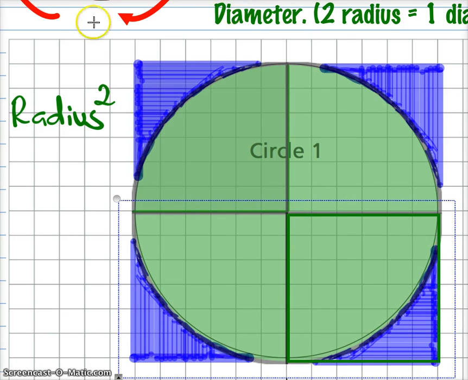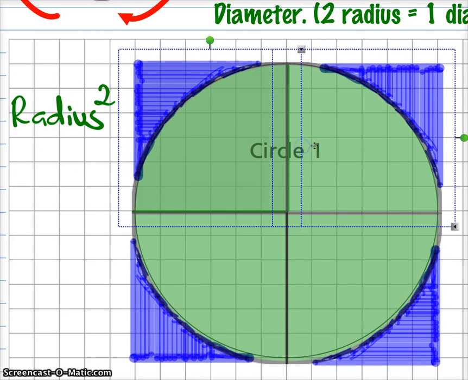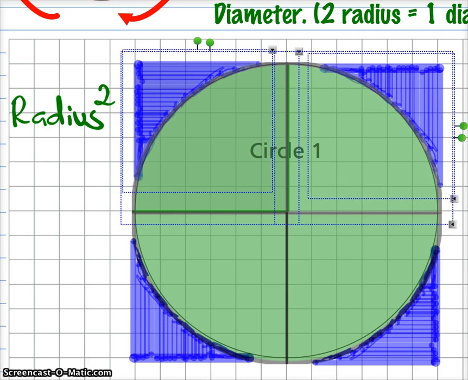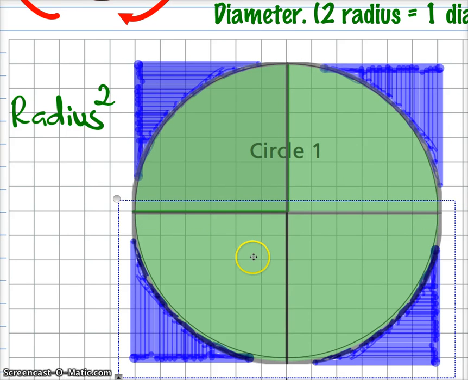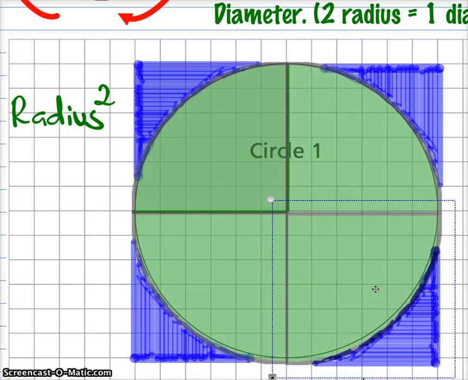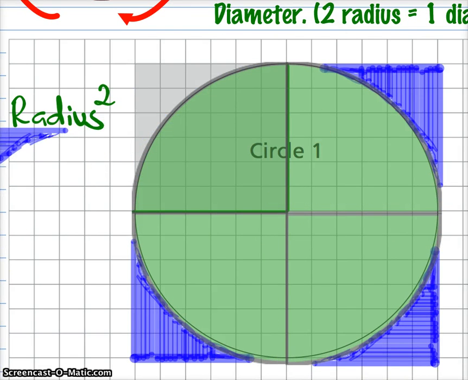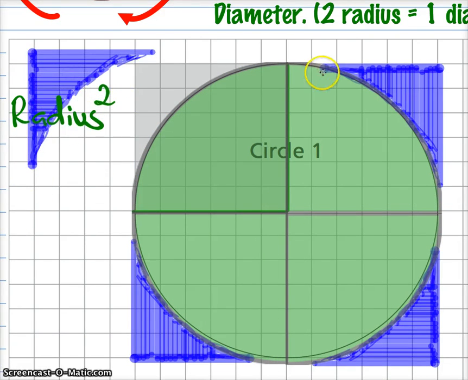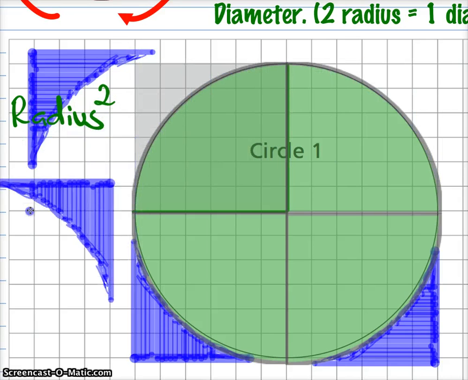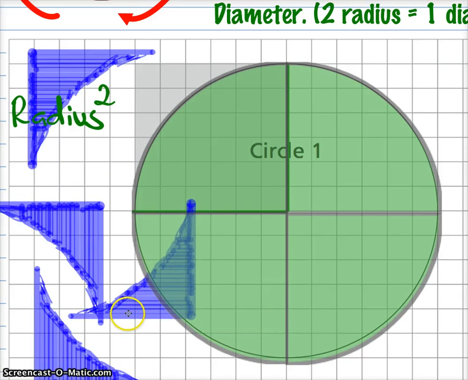What I'm going to do is subtract the parts that I did not use. So the parts that I did not use, I'm going to subtract away. What that means is I'm going to break this up and see how much I didn't use. I didn't use this section. I didn't use this section, this one, or this one. So let's put this all together and see how much that actually represents.